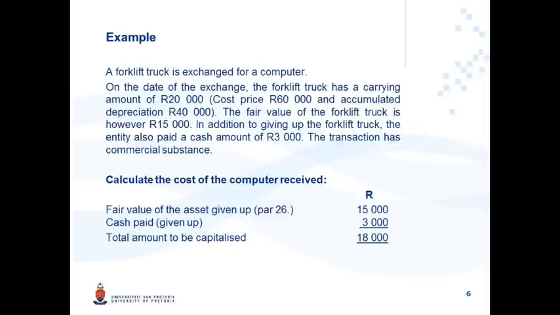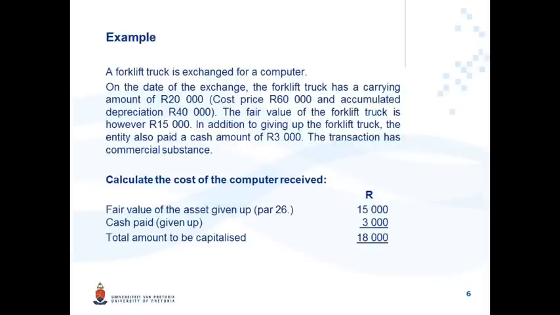I have a forklift truck that is exchanged for a computer. So I'm giving away the forklift truck and I'm receiving a computer. On the date of the exchange, the forklift has a carrying amount of 20,000 Rand, which consists of a cost price of 60 and accumulated depreciation of 40. The fair value of the forklift truck is, however, 15,000. In addition to giving up the forklift, the entity also paid cash of 3,000. This transaction has commercial substance.